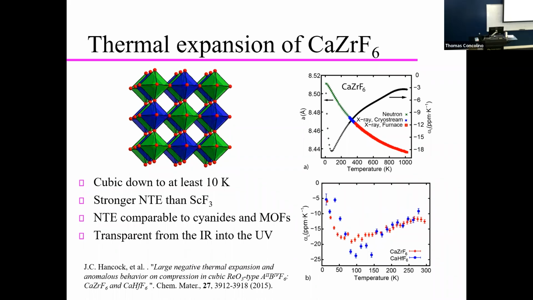We looked at thermal expansion, so the neutrons for low temperature in the helium cryostat, cryostream for intermediate, Weyerland furnace: continuous contraction, 10 Kelvin to 1,000 K. Probably would have gone higher, but at 1,000 Kelvin this material eats its way through the quartz capillary tubes used. That's something to think about when you do high temperature diffraction. And overall negative thermal expansion that is actually much bigger in magnitude than scandium fluoride.